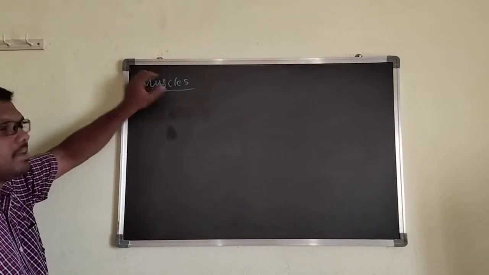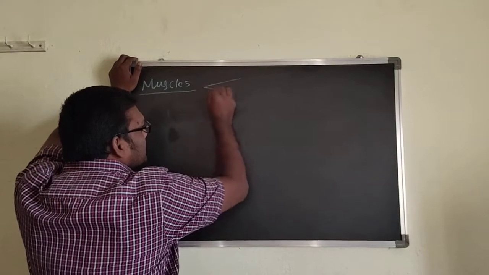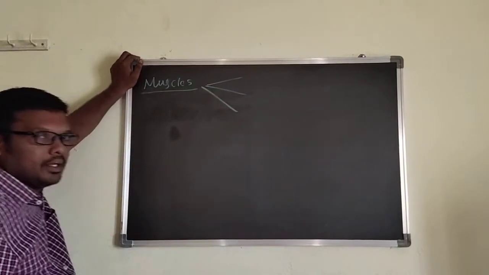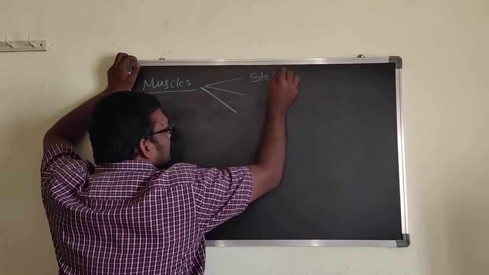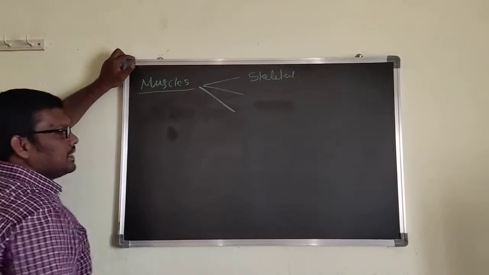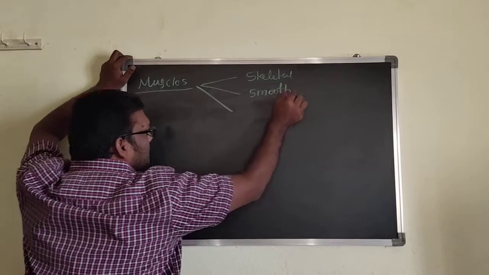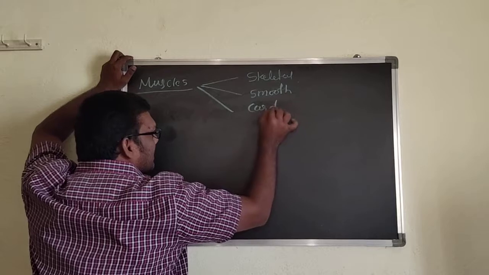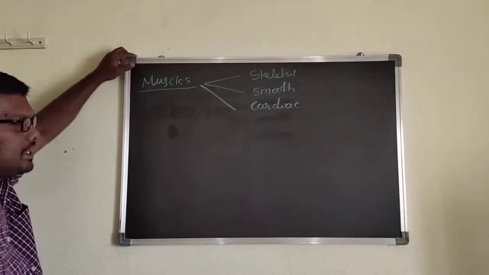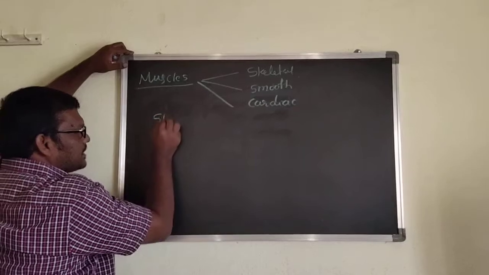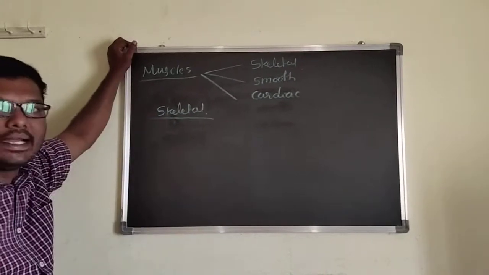Last class we discussed the characteristics of muscular tissue. Mainly there are three types of muscles present in our body: skeletal muscles, smooth muscles, and cardiac muscles. Now, first we can discuss the skeletal muscles. What are skeletal muscles?